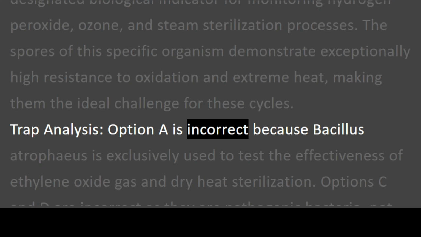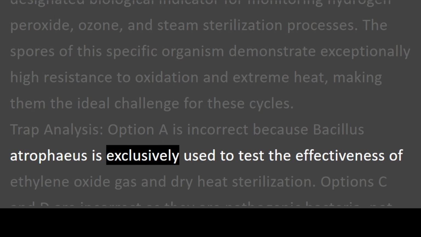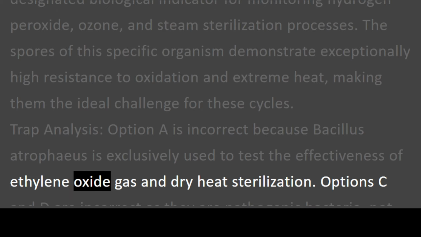Option A is incorrect because Bacillus atrophaeus is exclusively used to test the effectiveness of ethylene oxide gas and dry heat sterilization.